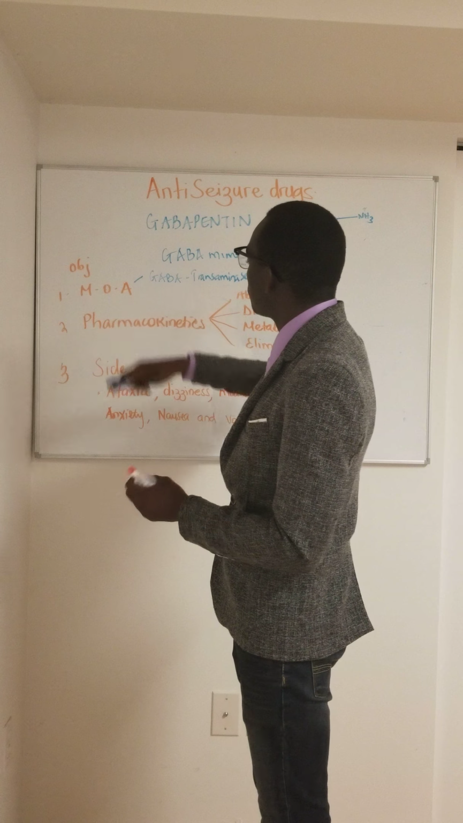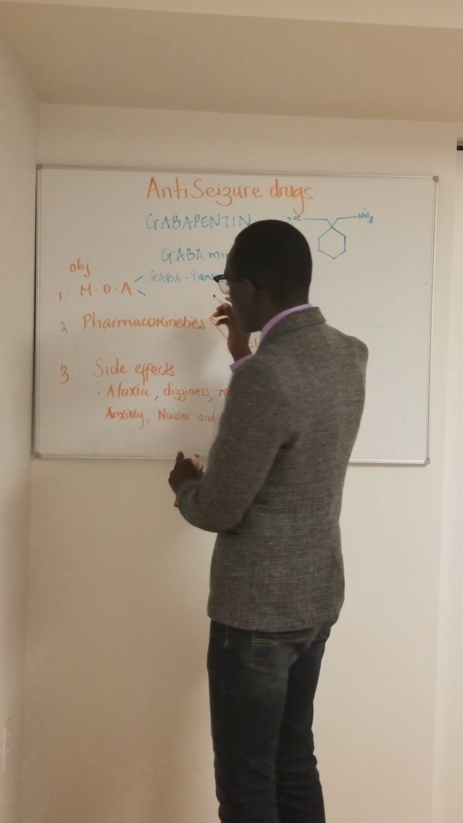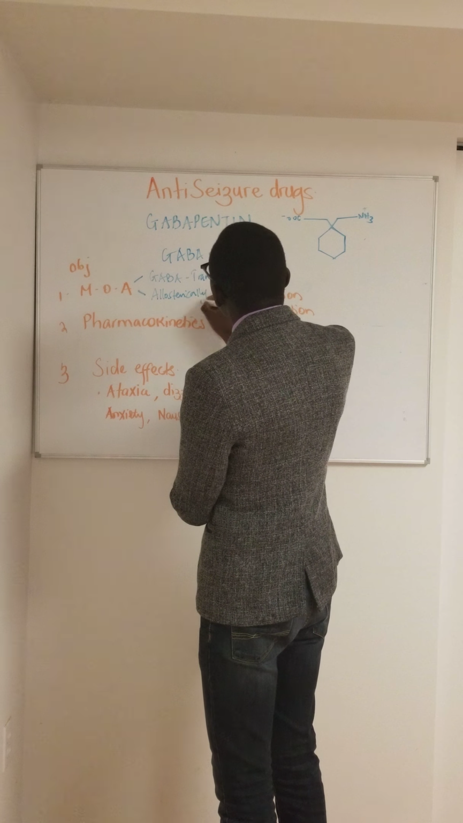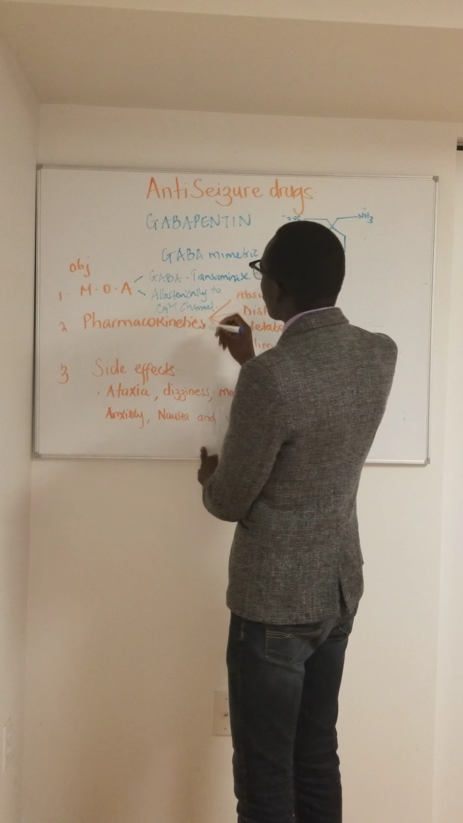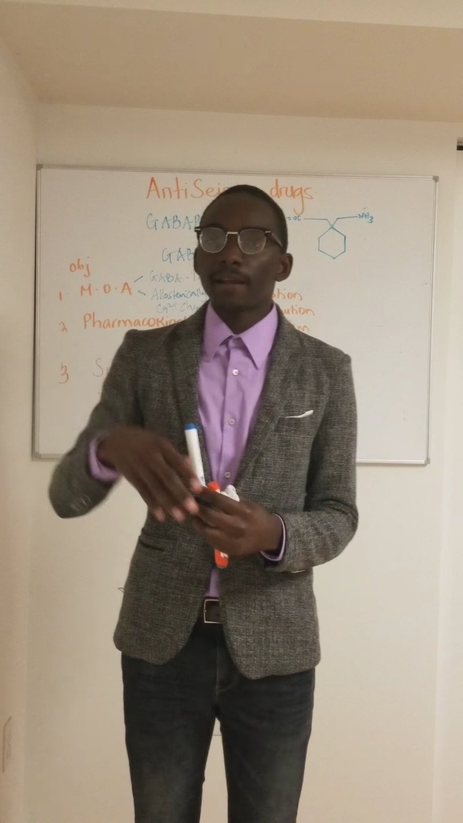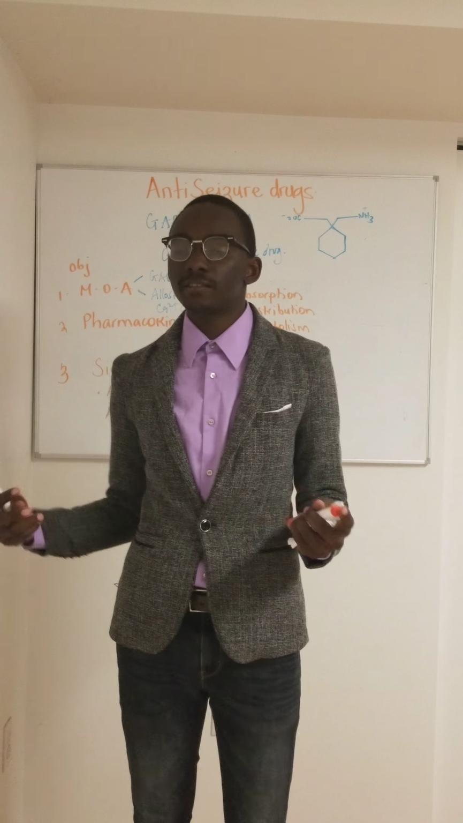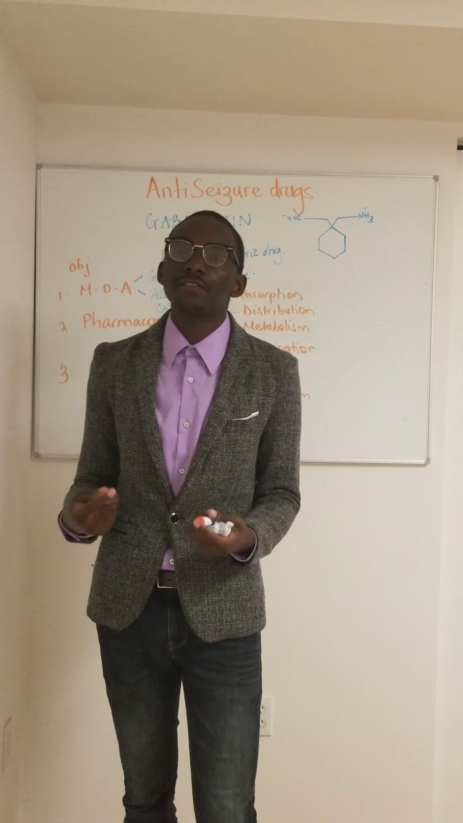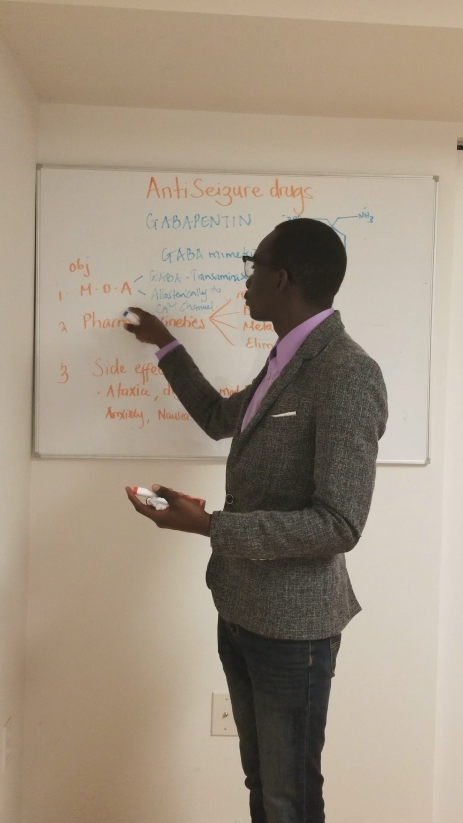Then another proposed mechanism is that this drug gabapentin binds allosterically to the calcium ion channel. So the word allosterically means that you do not bind to the receptor at the active site, but rather the drug binds to a different site other than the active site, so that this changes the conformation of the receptor, and hence no more calcium ions will be able to bind to the active site.